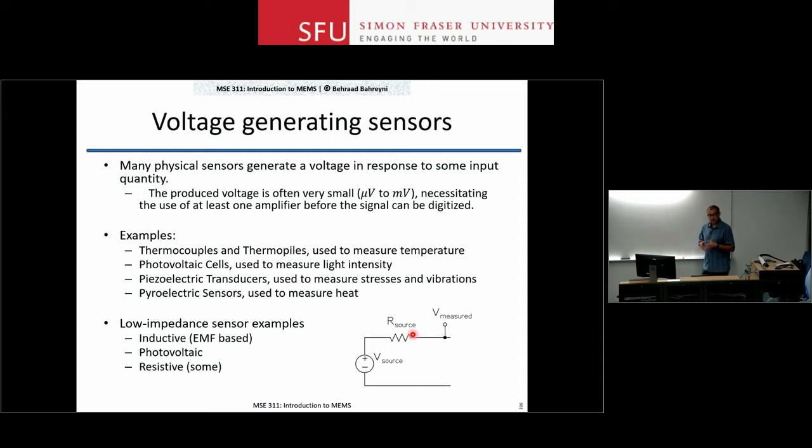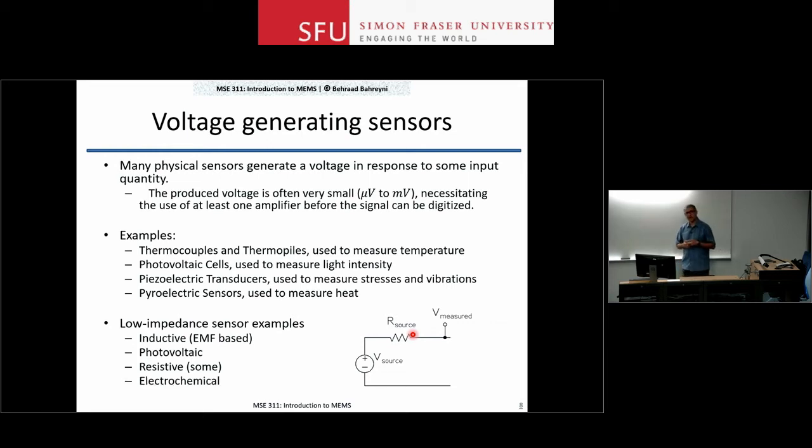Some resistive devices will have low output resistances. Examples include metallic strain gauges. These do not produce a voltage on their own, so this is a bit of a footnote here. They do not produce a voltage on their own. You need to pass a current through them in order to get a voltage from them. But as an example of a sensor with low output resistance, you can think about those devices.